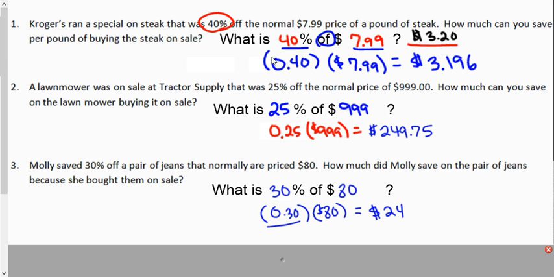Now that's how much you save. If I said how much did Molly pay, well, $80 was the original price. We're going to save 24 bucks. So she's only going to have to pay $56 for the jeans. Please remember though, it just depends on what the question's asking. Does it want to know what you're saving, or does it want to know what you're spending?